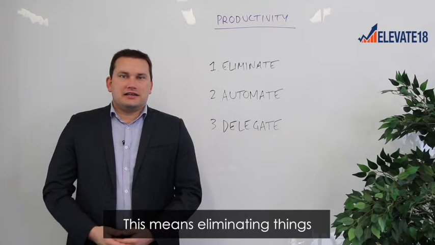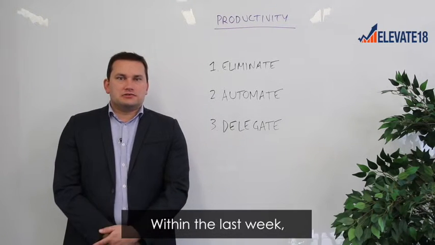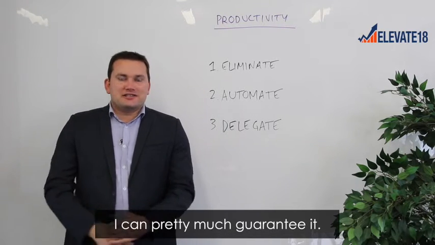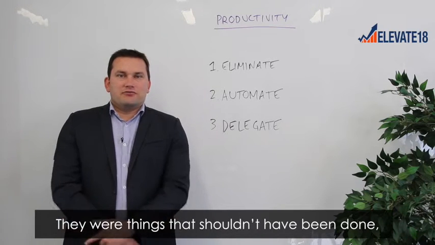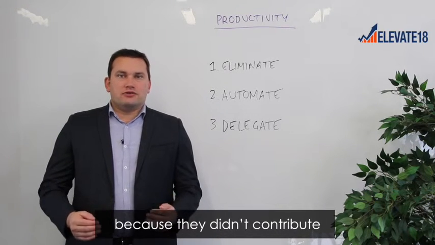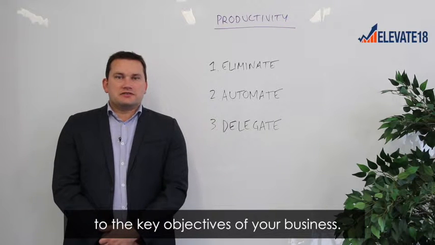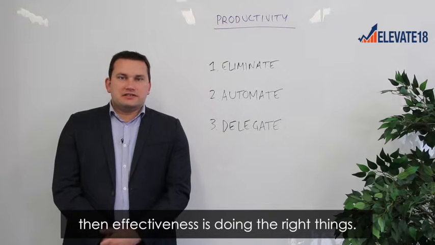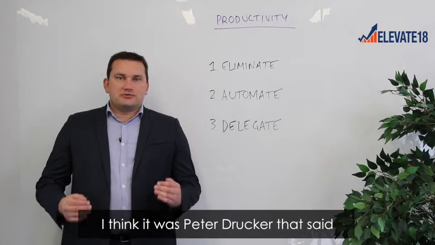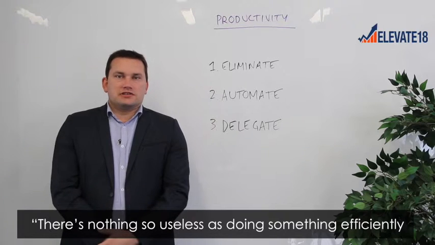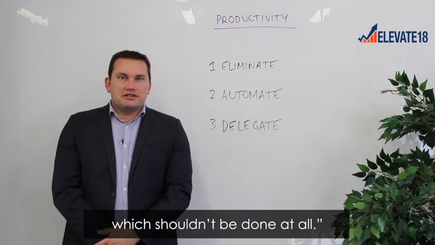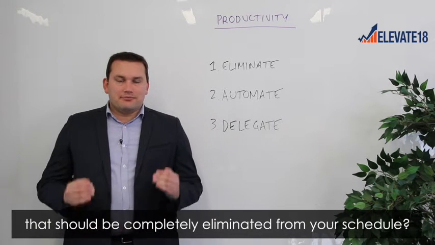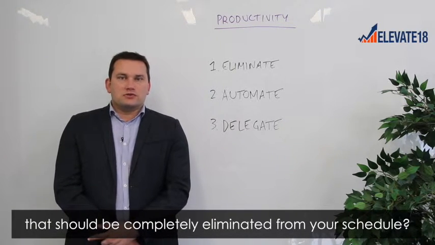And this means eliminating things that just don't need to be done. Within the last week, you will have done things that you shouldn't have done. I can pretty much guarantee it. There are things that shouldn't have been done because they didn't contribute to the key objectives of your business. And if efficiency is doing things right, then effectiveness is doing the right things. I think it was Peter Drucker that said, there's nothing so useless as doing something efficiently which shouldn't be done at all. So the challenge is, how can you identify the things that should be completely eliminated from your schedule?